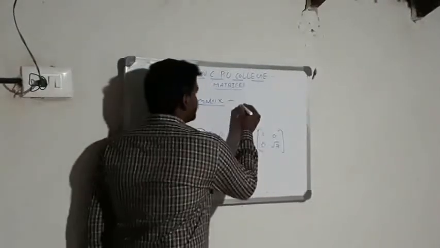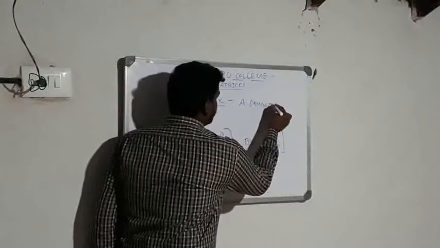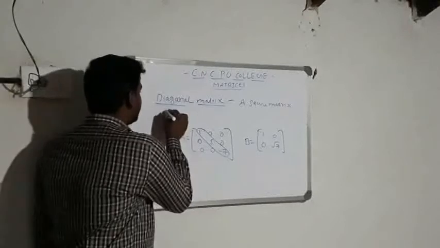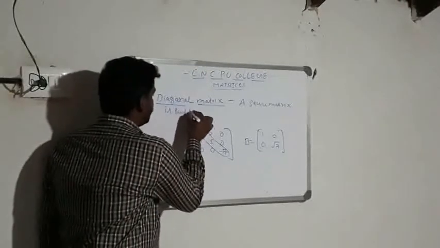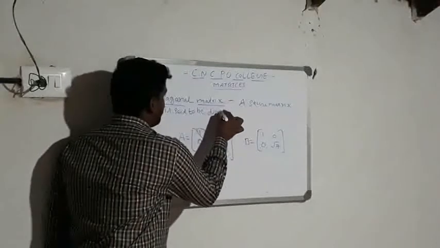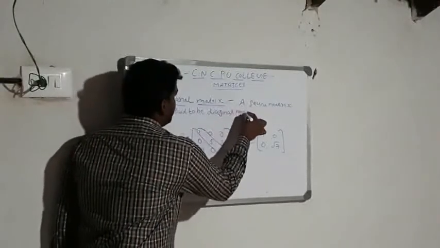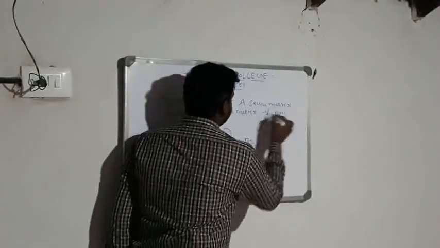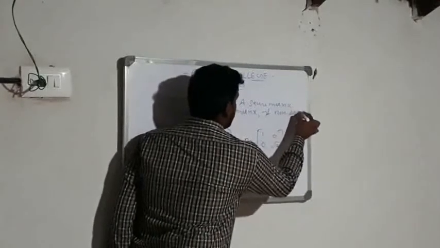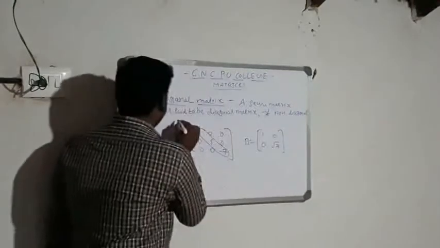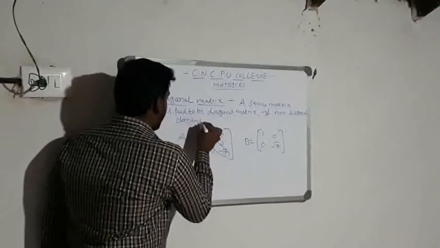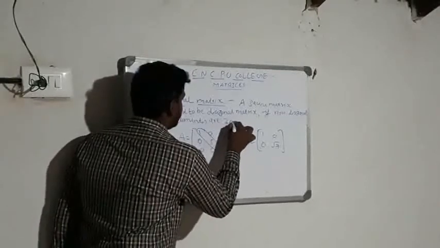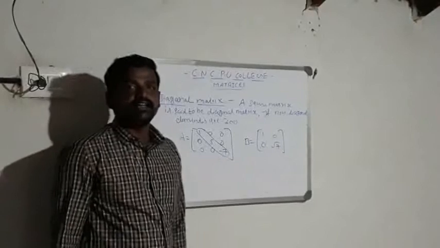A diagonal matrix means a square matrix is said to be a diagonal matrix if non-diagonal elements are 0. If the non-diagonal elements are 0, this matrix is called a diagonal matrix.